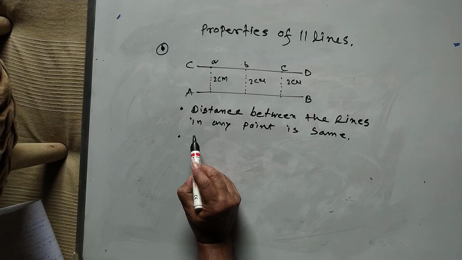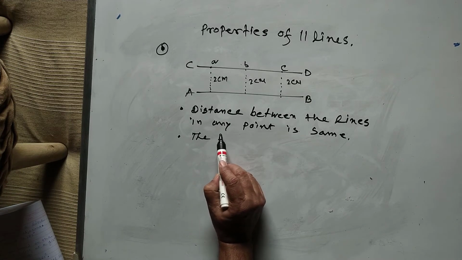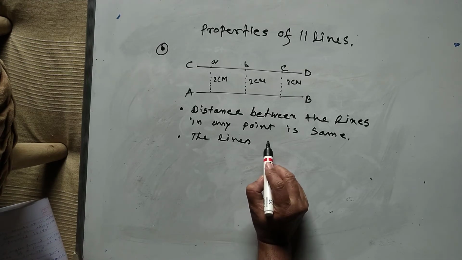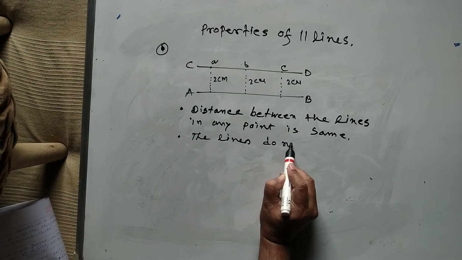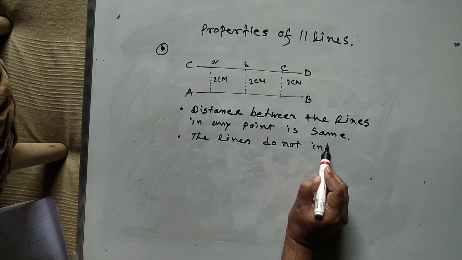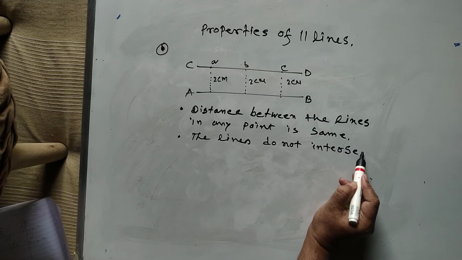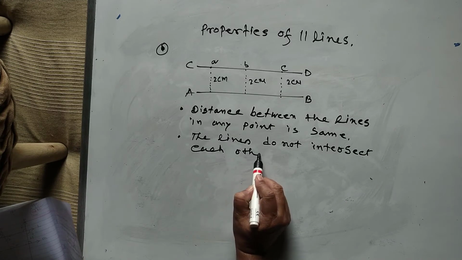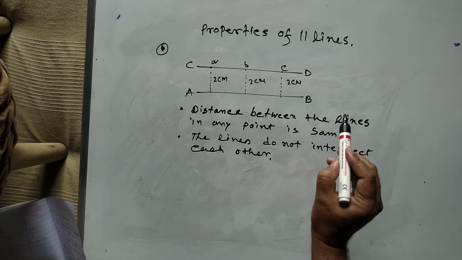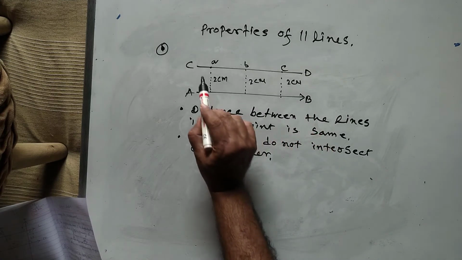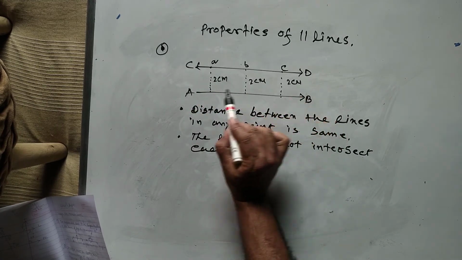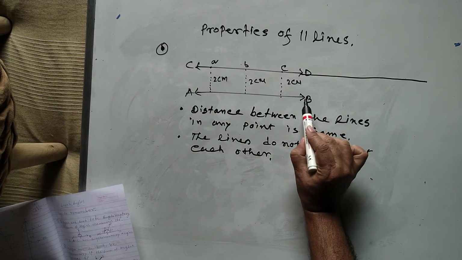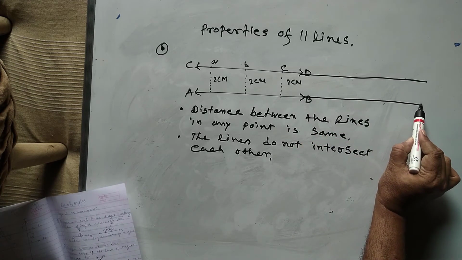And the next is the lines do not intersect each other. If you produce the line, they will not meet.